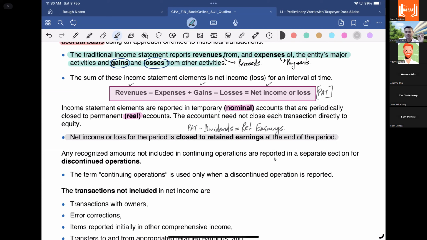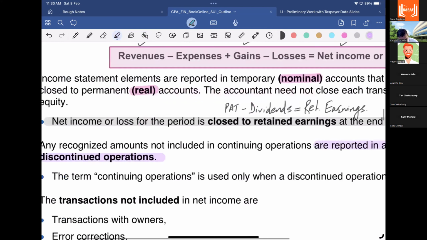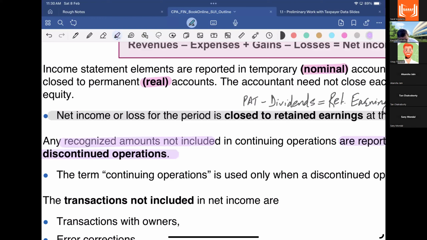So let's say, for example, you have some operations which you have shut down and you're not doing them at the moment anymore. It's not in continuation, right? So that's exactly what happens when we say that. Is it in continuation? We say no, it's not in continuation at the moment, right? So we keep it in a separate account which is known as discontinued operations, and that's again reported in a separate section.